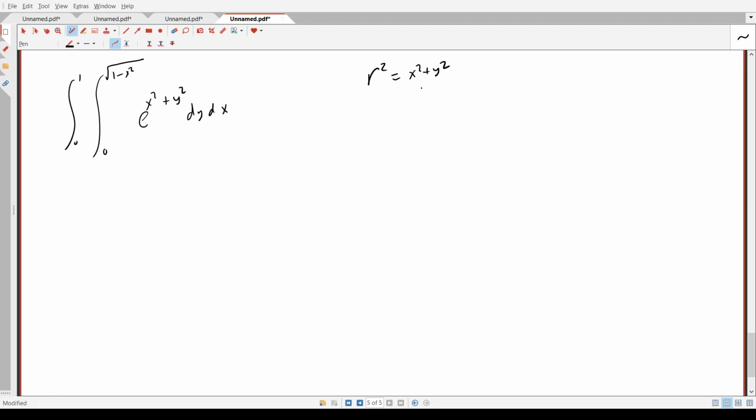Okay, so let's convert this to polar coordinates. So I need to look at the bounds here. So here we have y goes from 0, so it starts here, and goes all the way up to square root of 1 minus x squared. Okay, so that's the top half of a semicircle. So this is going to be our y. It's going to look like this. And this radius here is going to be 1.